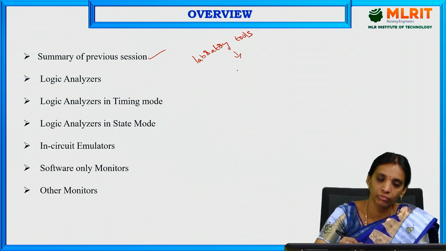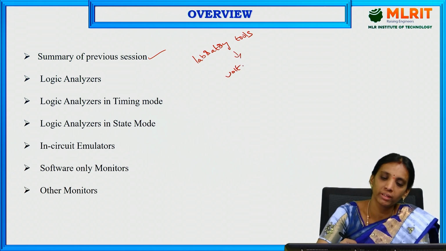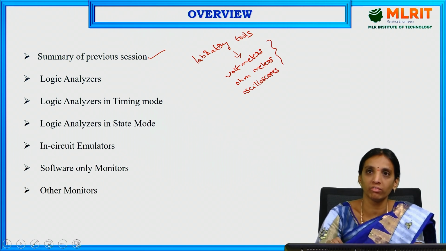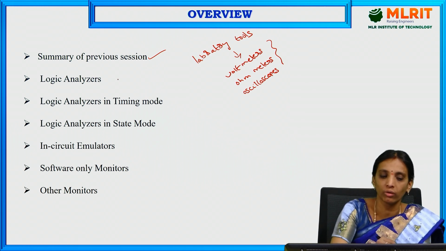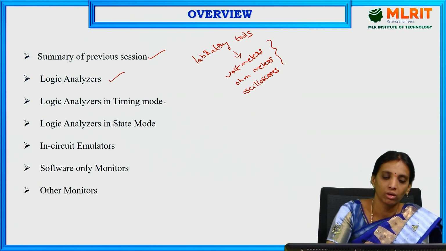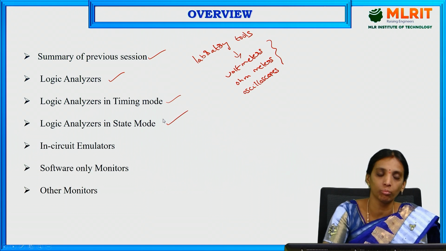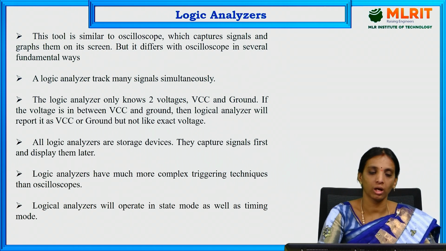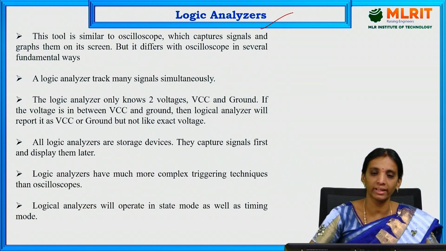Some of the hardware tools are voltmeters, ohm meters, and oscilloscopes. These are the tools we discussed in the previous session. Now in today's session we are going to discuss logic analyzers in timing mode and state mode, in-circuit emulators, software monitors and other monitors.